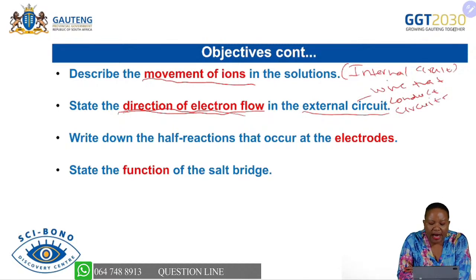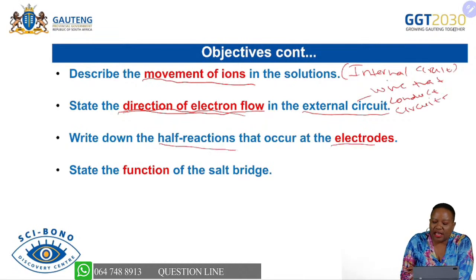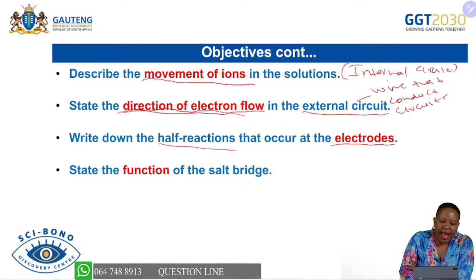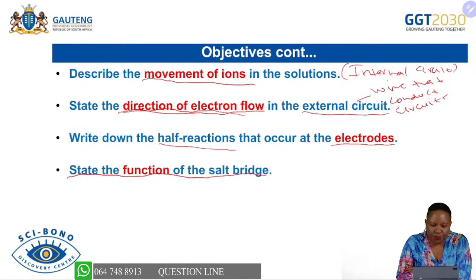Then we will also write down the half reaction that occurs at the electrodes. Already we know that we have to define our electrodes, and we have 2 electrodes. So we need to say in which electrode oxidation or reduction will occur. And also we need to state the function of the salt bridge.